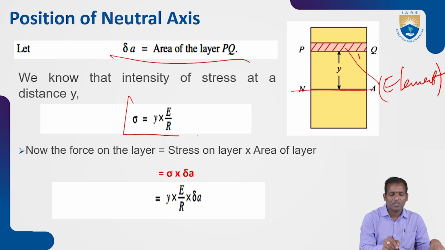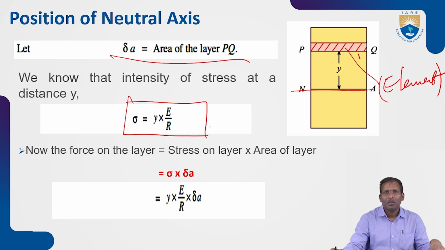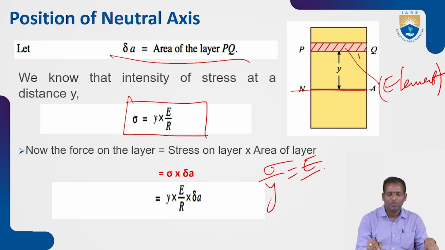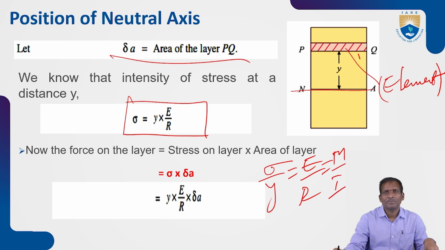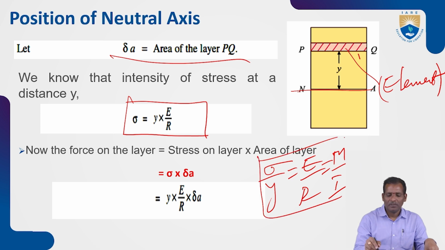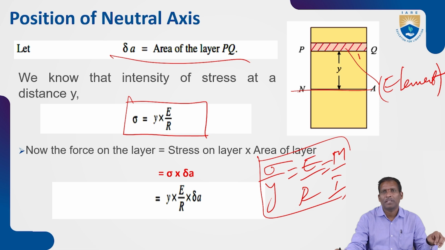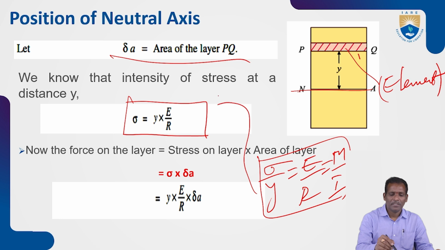So stress is equal to y into E by R. As per the bending stress equation, sigma by y is equal to E by R is equal to M by I. So this is the bending equation in the theory of pure bending, simple bending. We have derived this equation. So from this equation, write sigma is equal to y into E by R.